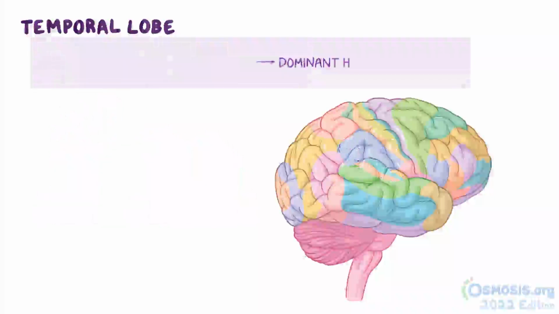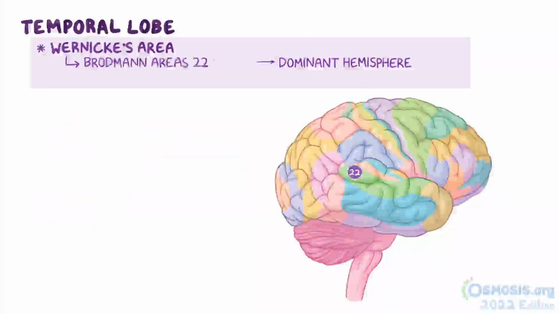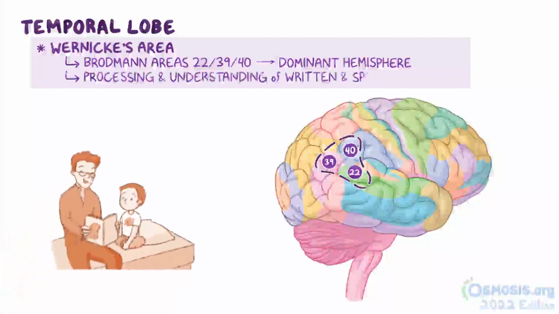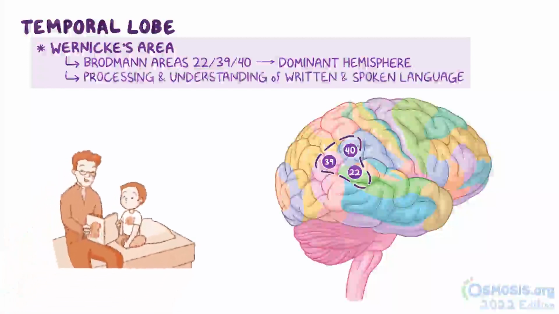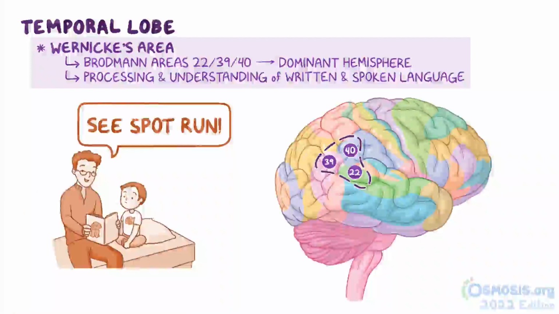Then on the dominant hemisphere, which again is most often the left, we have Wernicke's area, or Brodmann's area 22, 39, and 40, which encompasses a part of the superior temporal gyrus along with the supramarginal and angular gyri of the parietal lobe. Wernicke's area is responsible for the processing and understanding of both written and spoken language, allowing us to read a sentence, understand it, and say it out loud comprehensively.